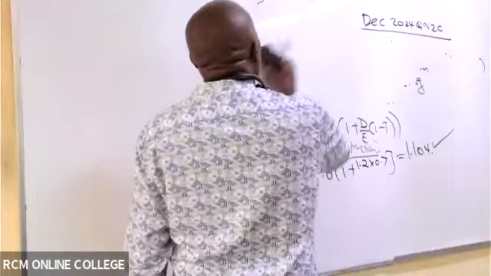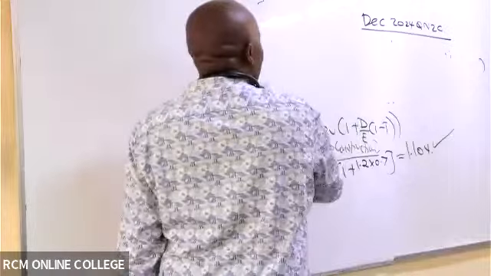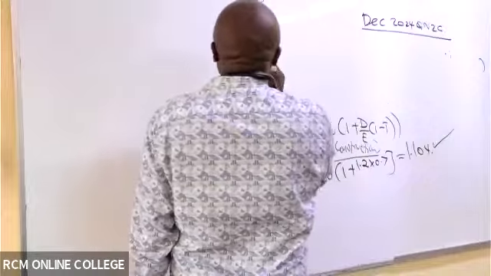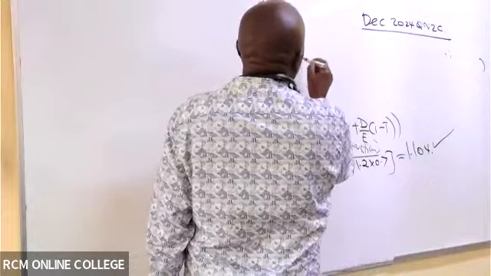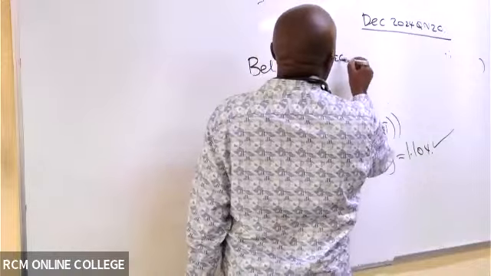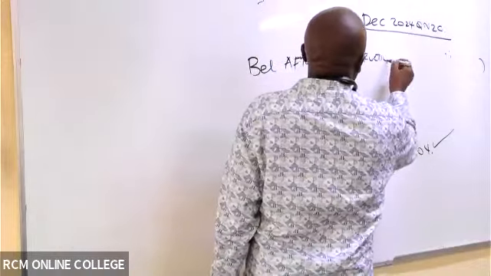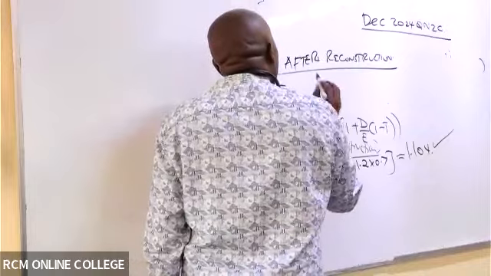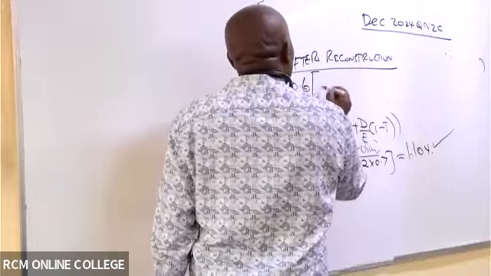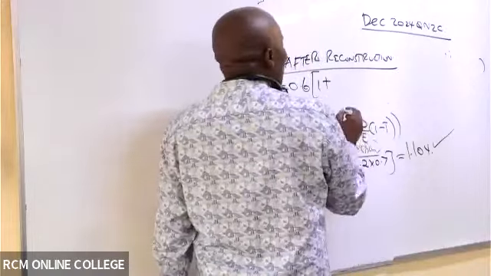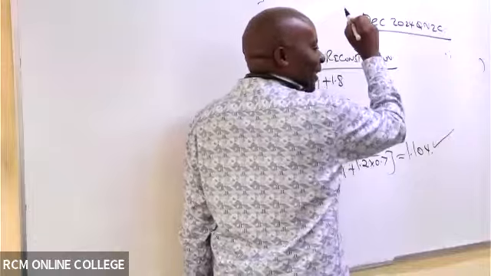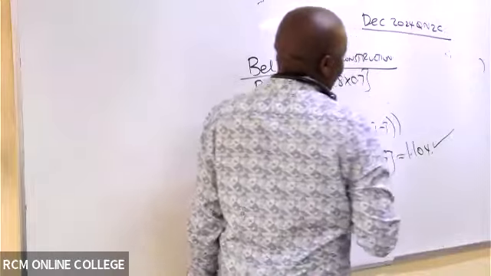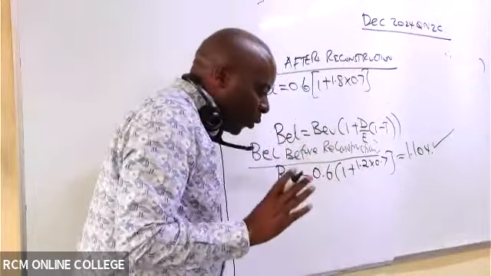Every other thing remains the same, except for what? The 1.8, the debt to equity after, isn't it? Everything else remains the same. So Bell after reconstruction. After reconstruction, ladies and gentlemen, Bell will remain the same into 1 plus debt to equity after reconstruction. Our debt to equity ratio increases to 1.8 multiplied by 0.7. So I hope everybody is now following.